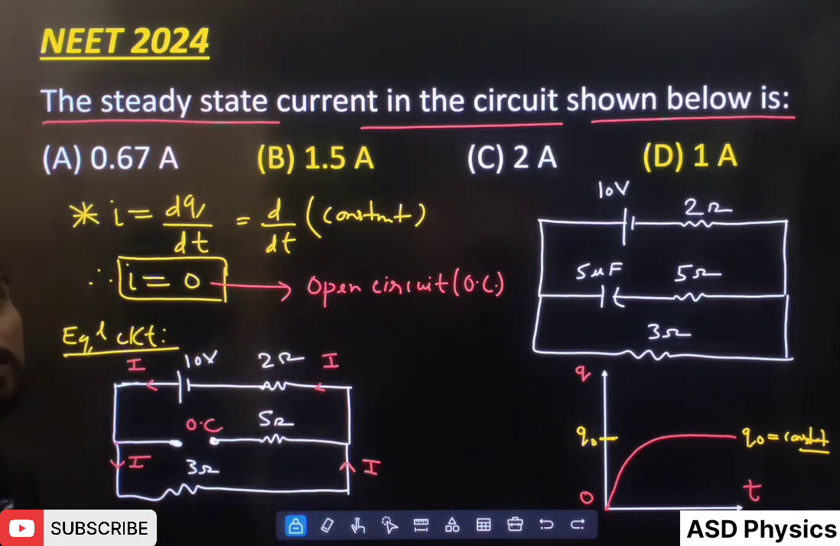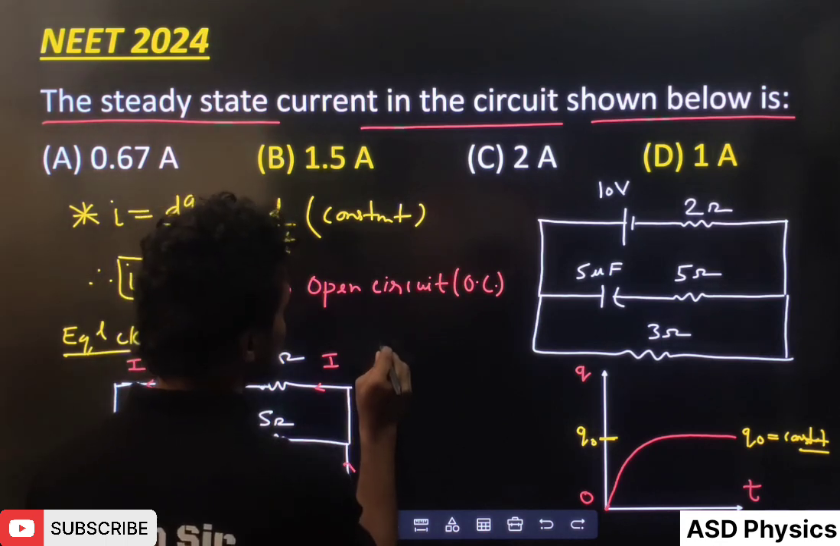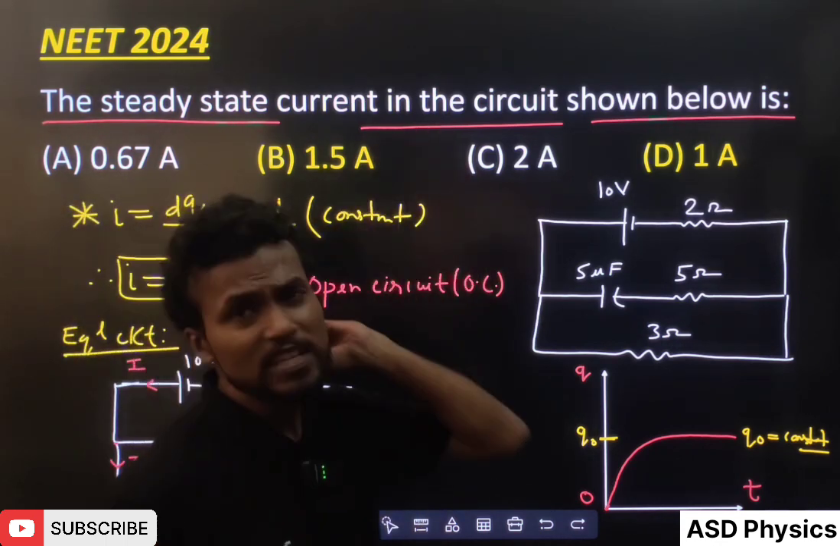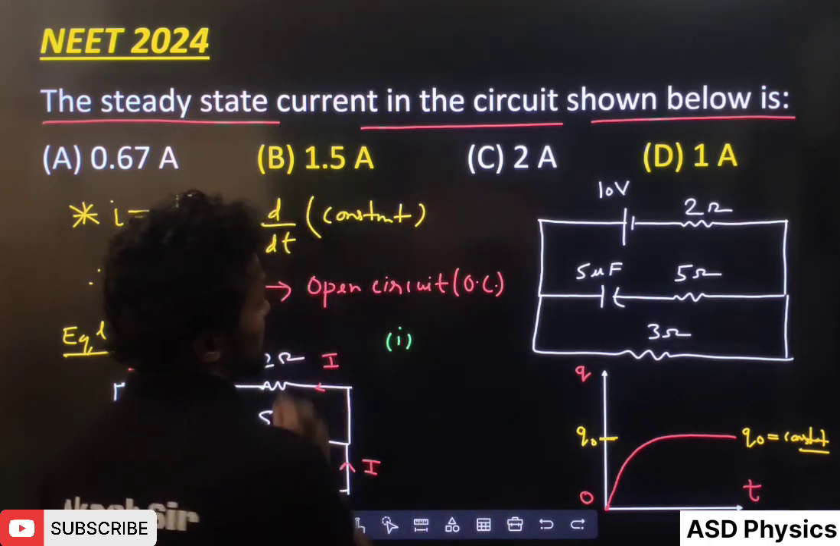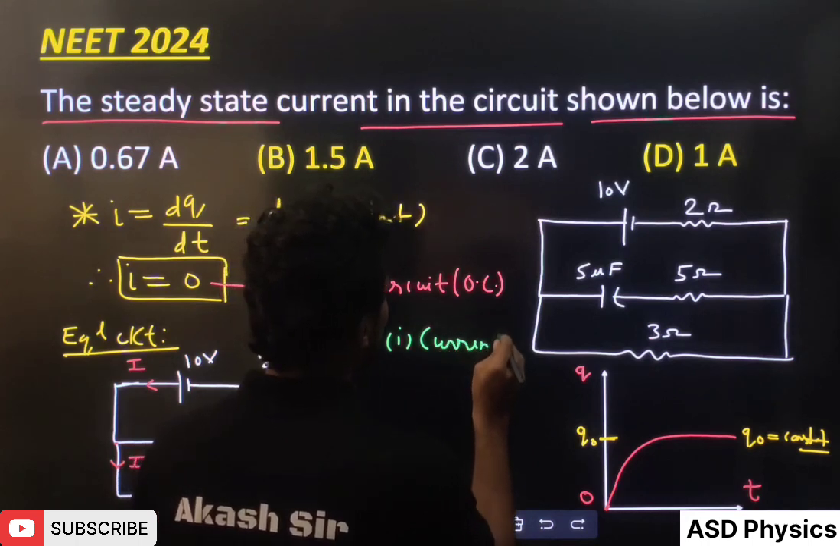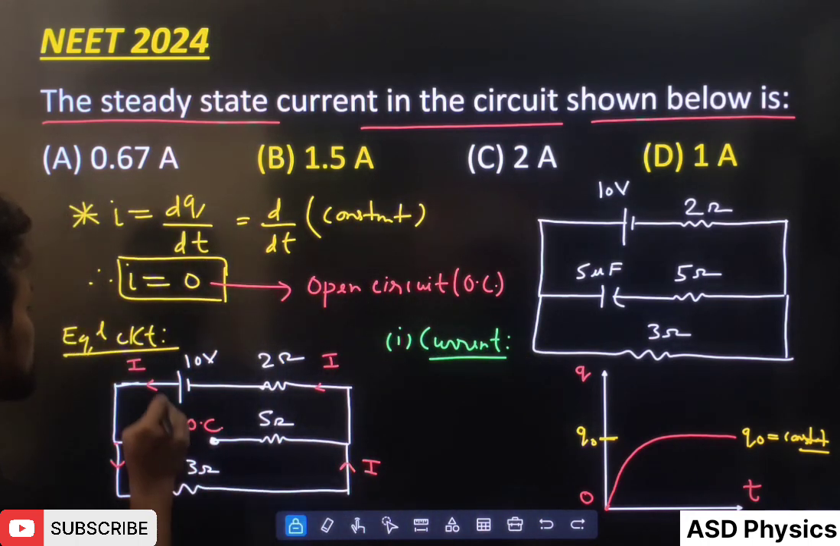Because this capacitor is what? Open circuit. Okay. So now students, if I talk about the question, first they are talking about the steady state current in a circuit. So here, first one, steady state current. Current in a circuit. Through the capacitor it is 0 only, but through the circuit we have to calculate this current I.